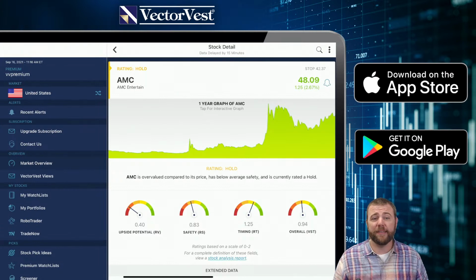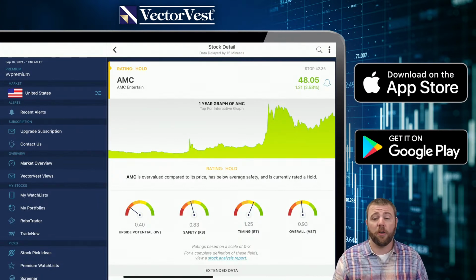Then we get to the RS, or the relative safety, which is looking at the risk factor involved with the stock. Below 1 tells us there's more risk associated with it. If it was above 1, that would tell us less risk is associated with it. So this stock has poor long-term potential and a lot of risk.